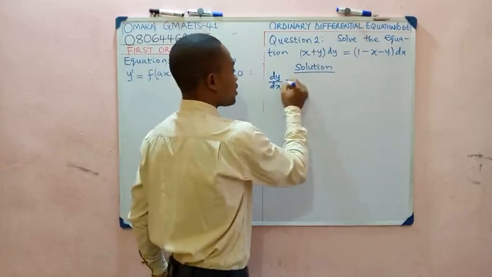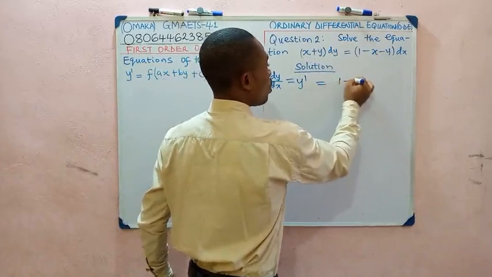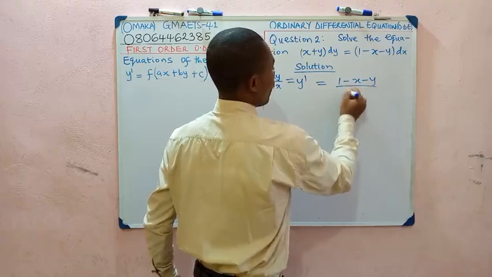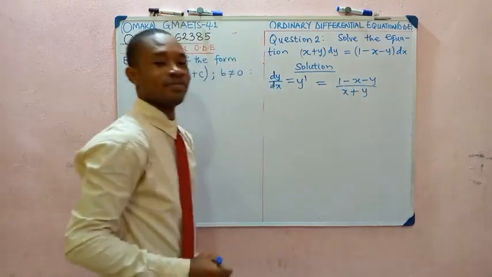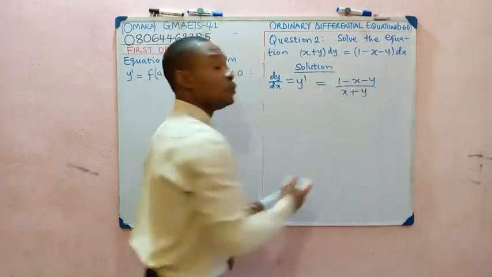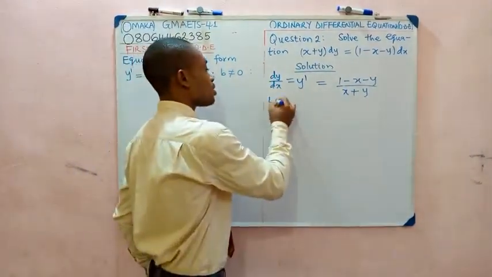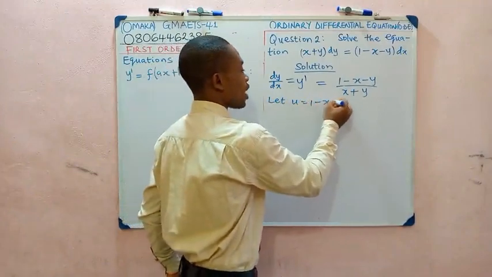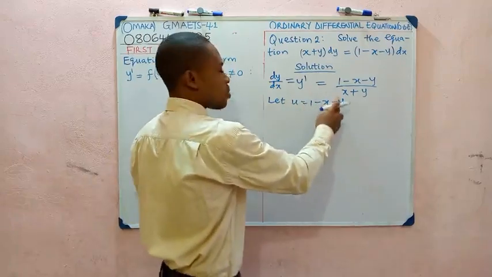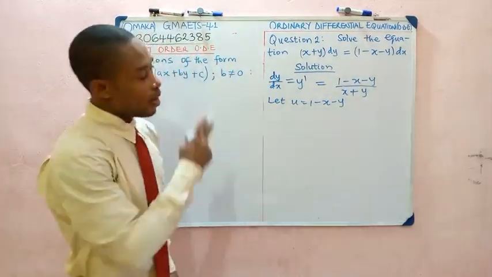This dy over dx is the same as y prime, then x plus y will come over here as the denominator, 1 minus x minus y all over x plus y. We can now select the numerator to be equal to u. Is that okay? Since it is of this form. Alright, let u be equal to 1 minus x minus y. If I let u be equal to 1 minus x minus y, I can replace that numerator with u.